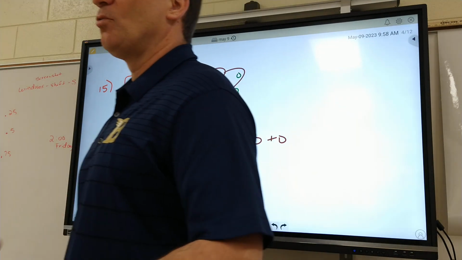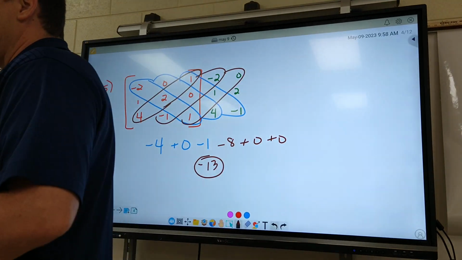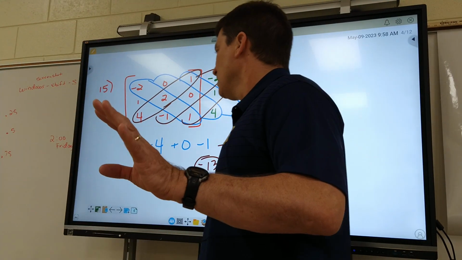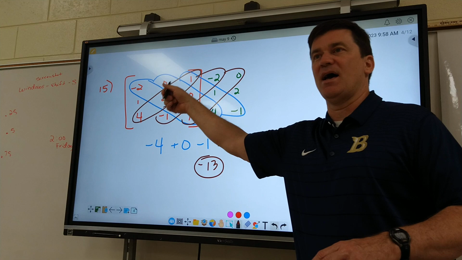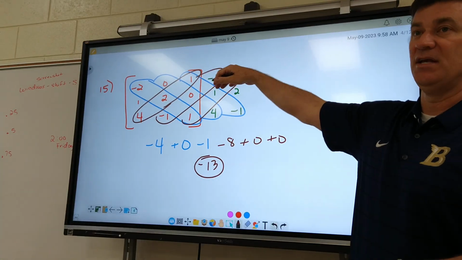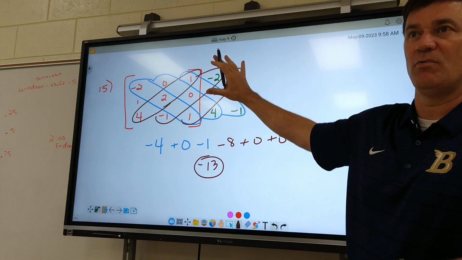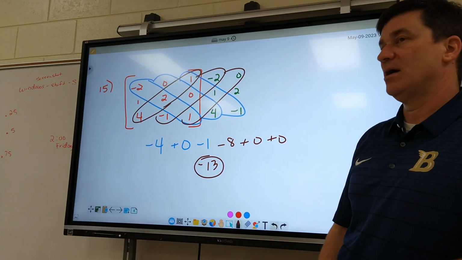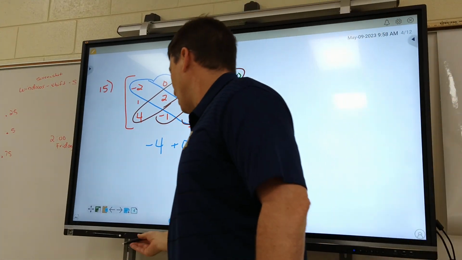Now, there is another way we can do this. It's called expansion by minors. We're not going to learn that way. This is the only way we're going to learn. It's the diagonal method. I think this is the easiest and the fastest, so this is the only way we're going to do it. All right, y'all try 16 doing it the same way.